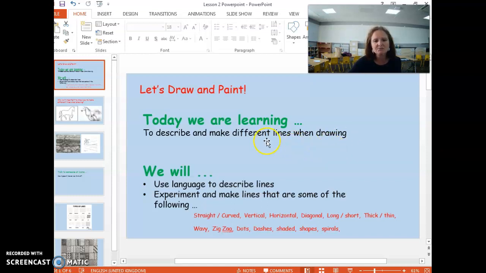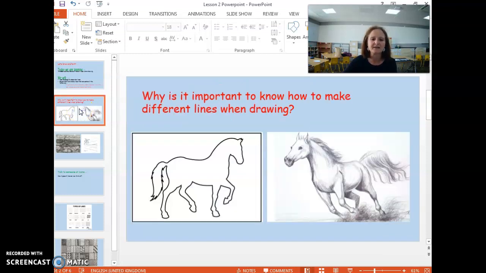And in order to make different lines, we're going to use language to describe lines. So we're going to talk about lines, and then we're going to experiment making lots of different types of line. So underneath are some key words that we might want to use to describe our lines. So we've got straight, curved, vertical, horizontal, diagonal, long, short, and many other words which will help you to describe the lines that we're going to make. And we'll talk about those later. Okay, so let's talk about this.